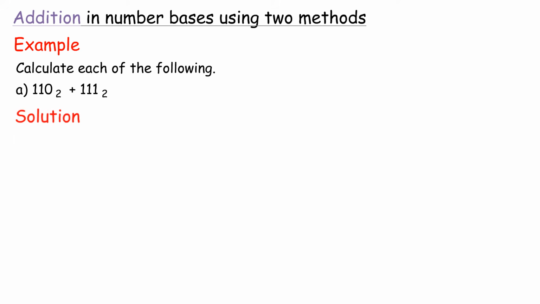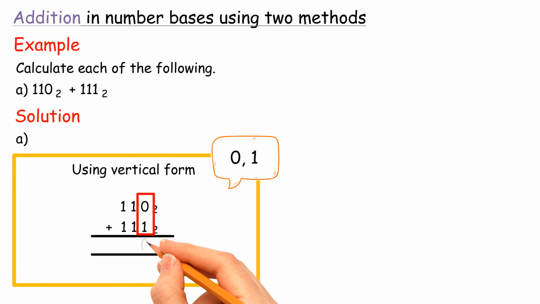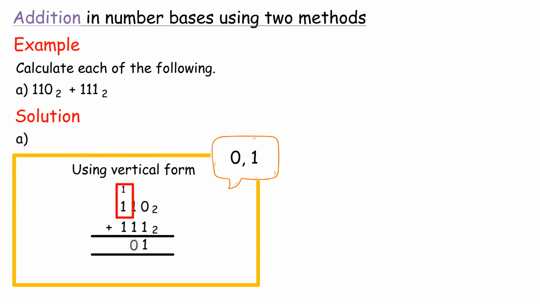Solution: A. Using method 1, using vertical form. 110 plus 111. 0 plus 1 is 1. 1 plus 1 is 10. 1 plus 1 is 10. 10 plus 1 is 11. Therefore, the answer is 1101 in base 2.